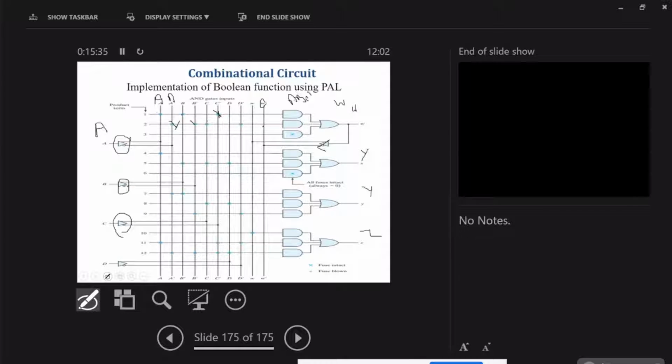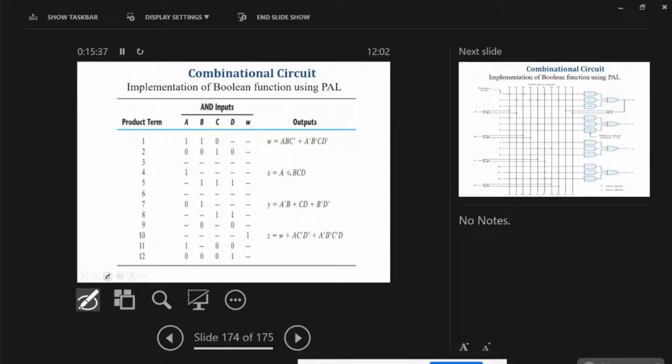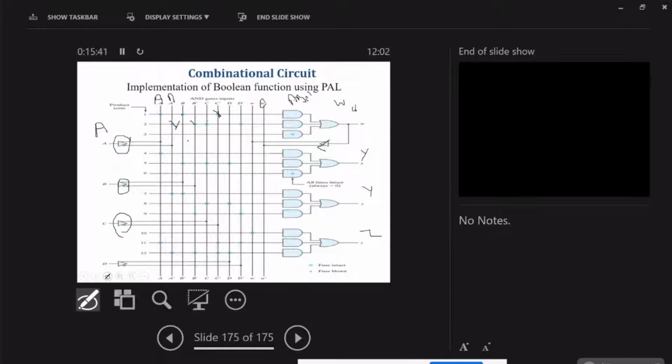Okay, next is X, which is A plus BCD. So A plus BCD, it will generate A, B, C, D. Okay, it will not be utilized here.